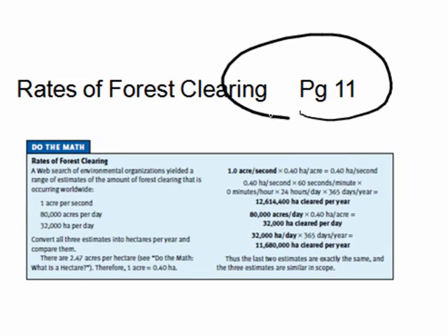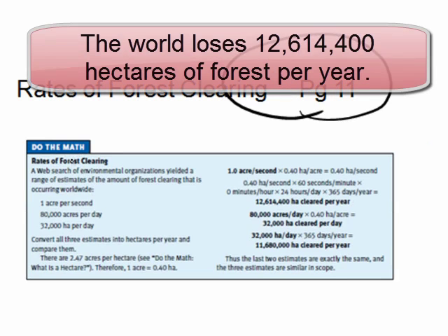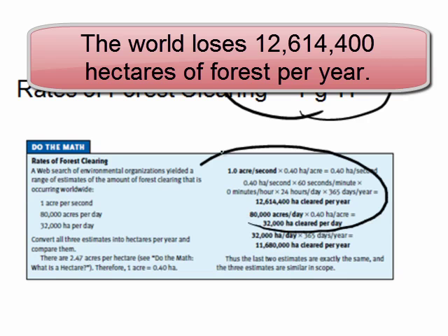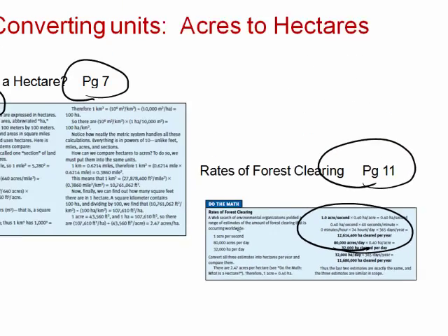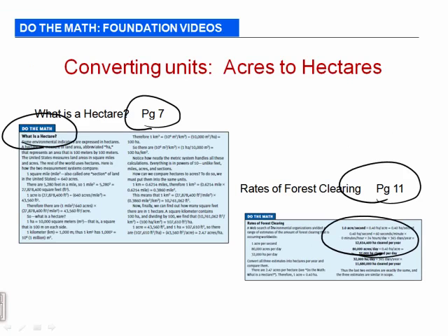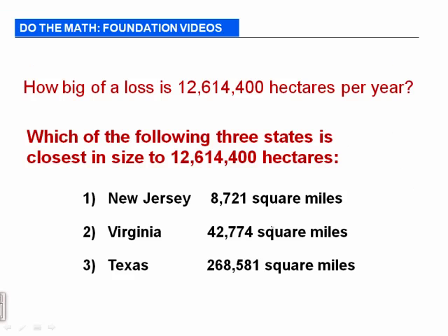And then on page 11, you'll notice that we get a little information about the amount of forest land that is cleared per second in the world. They give us a big number here, 12,614,400 hectares of land destroyed per year. So how big is that number? How big is this 12 million? Well, let's do a little comparison.